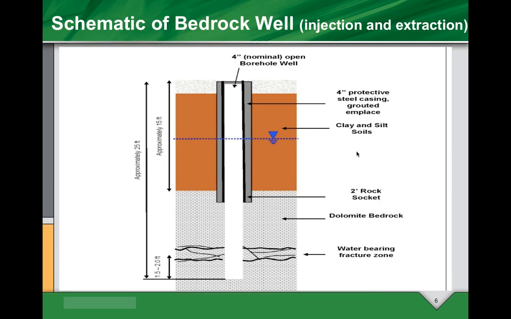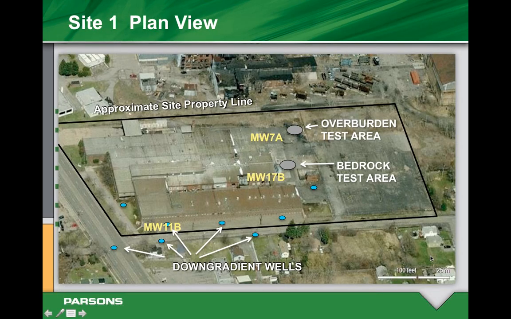Now we're at an illustration of a bedrock well construction, which is the same for both sites. There's solid casing through the overburden and 2 feet into the bedrock, and it's open core below. Then when there were amendments made, the transmissive zone was isolated with a packer. So now we'll be going to the next slide, slide 7, and we'll get into the specifics of Site 1.